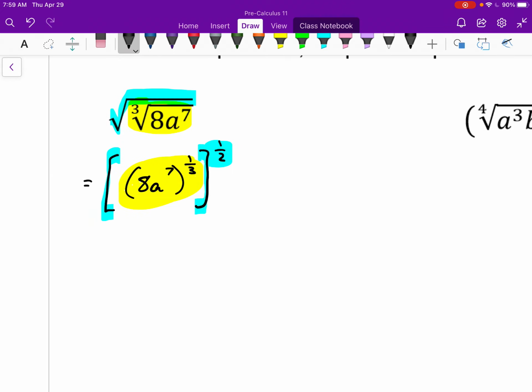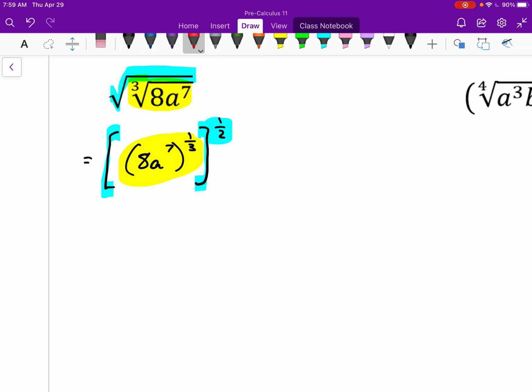All right, so now let's look at these two powers right here. I have a power raised to another power, multiply them together. 1/3 times 1/2 is 1/6. So I have 8a to the power of 7, all to the power of 1/6.